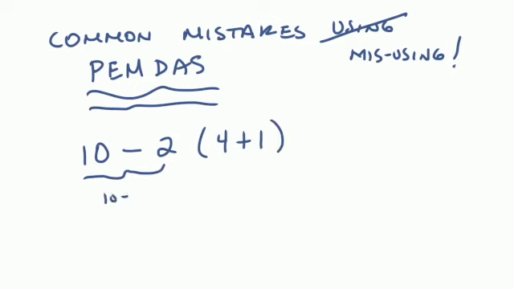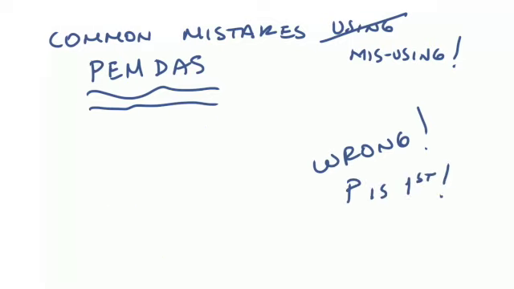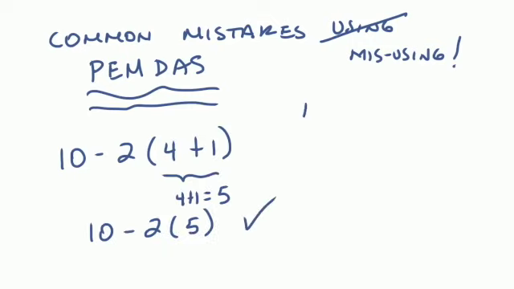A lot of students do 10 minus 2 first. Because 10 minus 2 is 8, they end up with 8 times 4 plus 1, and that's absolutely wrong. Remember, P is first, solve parentheses. You're supposed to do 4 plus 1, which is 5, so we end up with 10 minus 2 times 5.